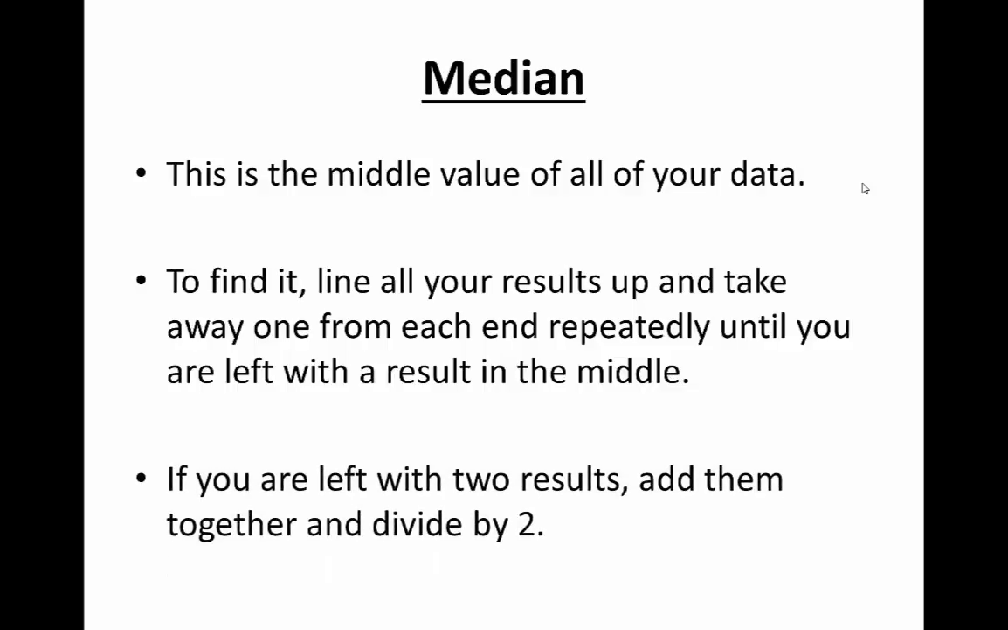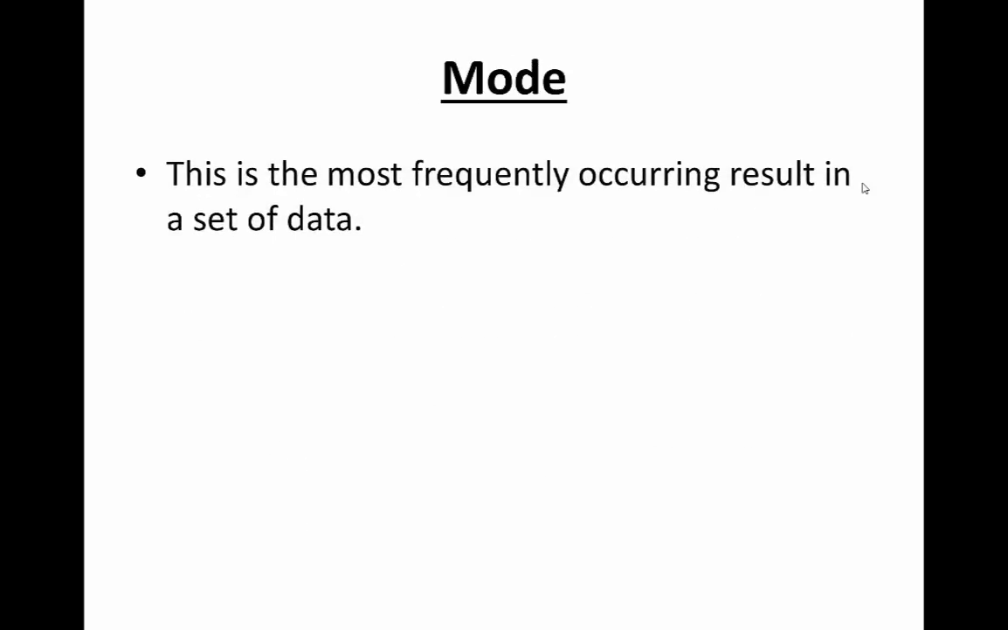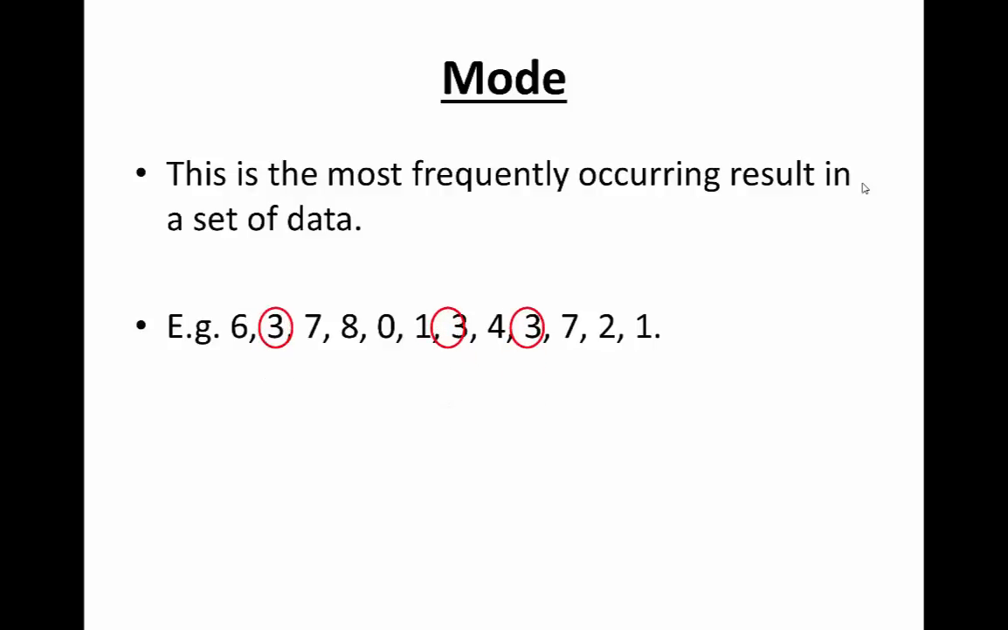If we are left with two results, we have to add them together and divide by 2 to get a median. The mode is just the most frequently occurring result in our set of data. So for example, if this is our set of data, we are going to see that in fact there are 3 3s, which is a greater number than any other, and therefore the mode is 3.